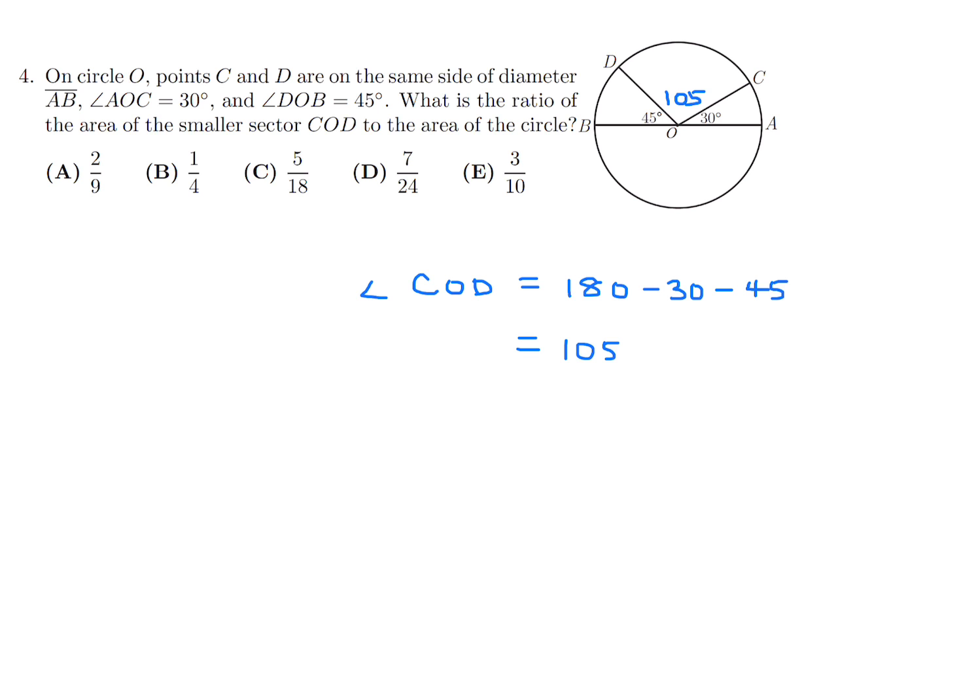So there we go. To figure out the area of sector COD, it's going to be 105 degrees over the full all the way around, which is 360. And that's basically the fraction. And in lowest terms, that is 7 over 24. So number 4, the answer is D.